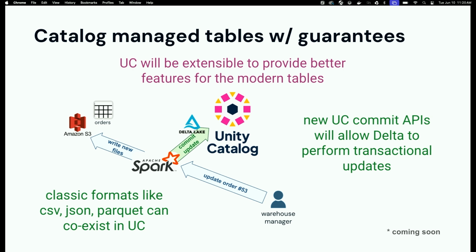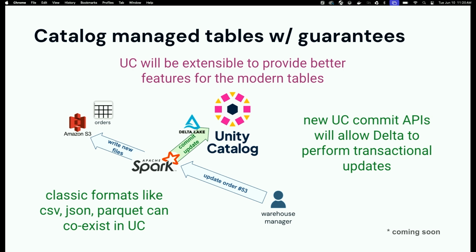Iceberg already has a REST catalog. We support the Iceberg REST catalog API spec within Unity Catalog. But we are building all this additional stuff that is needed for modern formats to have more support for transactional updates while keeping the catalog in sync with all the changes going on in the table. So if you're changing the schema of your table, your catalog schema will also reflect the current schema of the table, without losing support for existing classic formats.